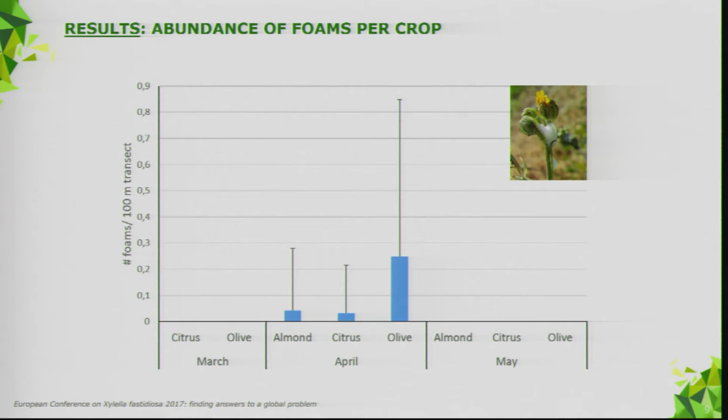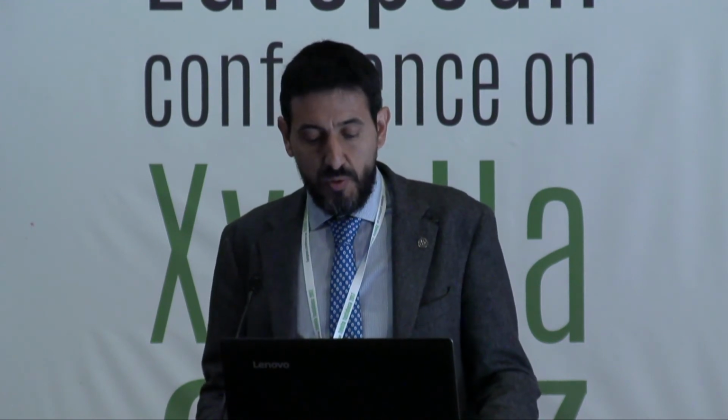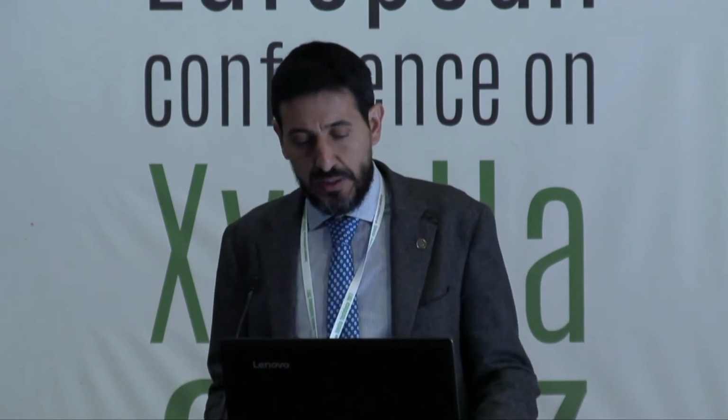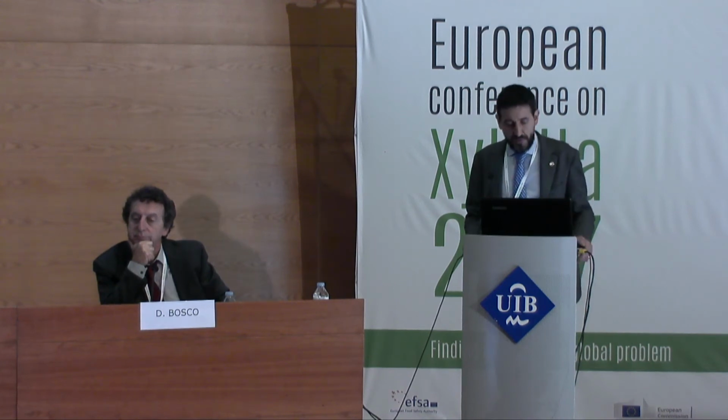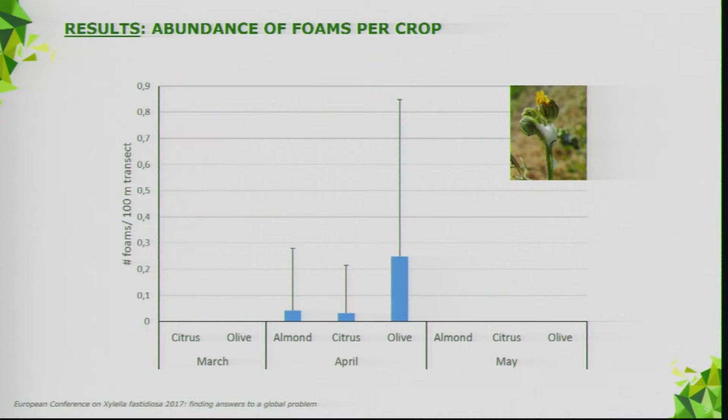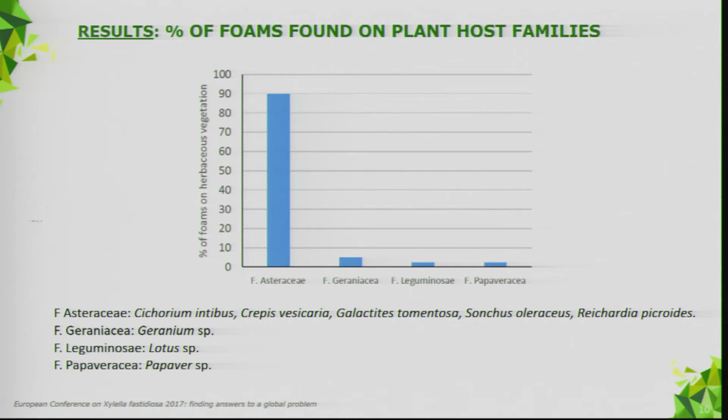So these preliminary results we obtained coincide very much with the results you saw from other places in the Mediterranean region, like Italy, for example. We found the foams basically in April. You could find some of them in early March, but most of them, in this particular year, 2017, were concentrated in the month of April. And as you see here, olive crops were the ones that contained more foams. But compared to other studies in Italy, our abundance of foams, and also adults, is very, very low.